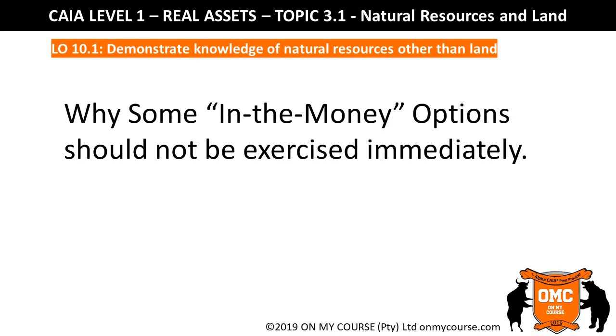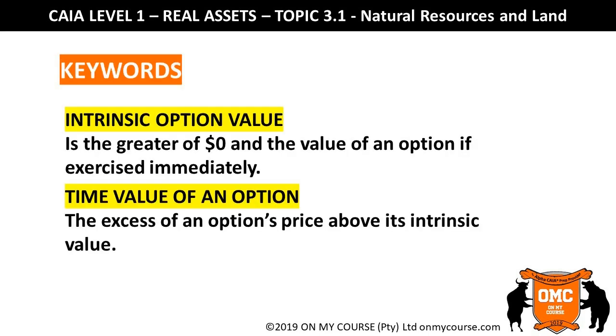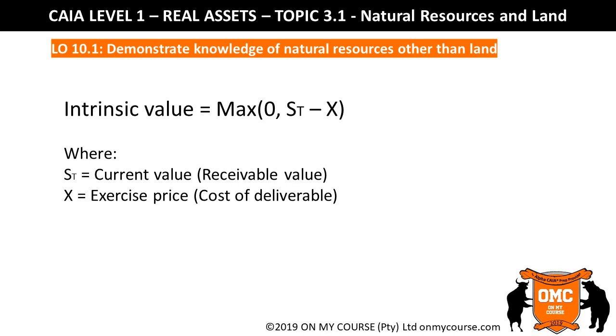Some important keyword definitions just before we continue. Intrinsic option value is the greater of $0 and the value of an option if exercised immediately. The time value of an option is the excess of an option's price above its intrinsic value. You can look at this formula. The intrinsic value of the option is the maximum of the difference between the receivable value of the option and the cost or deliverable, or zero. Keeping in mind that the value of a long option is technically never going to be below zero. Why do we say that? Well, we wouldn't want to exercise an option that was below zero. We'd simply walk away. Why would we want to make a loss?